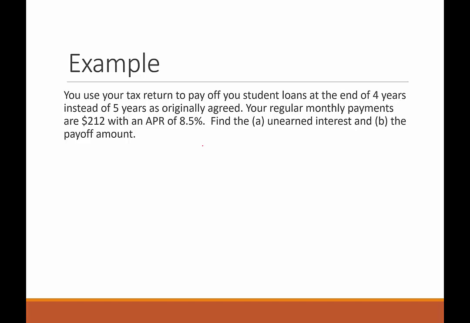Let's look at an example. You use your tax return to pay off your student loans at the end of 4 years instead of 5 years as originally agreed. Your regular monthly payments are $212 with an APR of 8.5%. First, we're going to calculate the unearned interest, then the payoff amount. So let's label all of the things that we see here. First, let's write down the formulas that we're going to need. Our unearned interest is determined by k times R times H over 100 plus H. And then we have the payoff amount, which is the amount you have to pay. That's going to be k plus 1 times R minus that unearned interest.